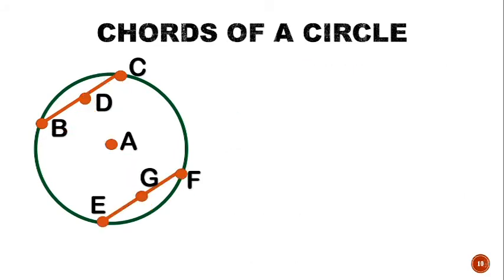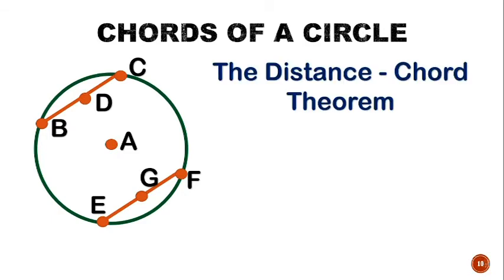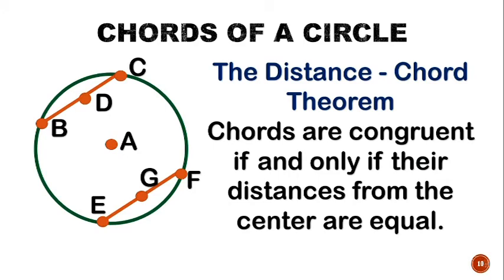Now, another concept will be regarding the length of the chords, yung haba naman daw ng chords. So, distance chord theorem. Chords are congruent if and only if their distances from the center are equal. So, magiging parehas lang daw ang dalawang chords na ito, yung BC at saka EF, kung parehas lang sila ng layo from the center. So, ano yung distance from the center? That refers to DA and GA.